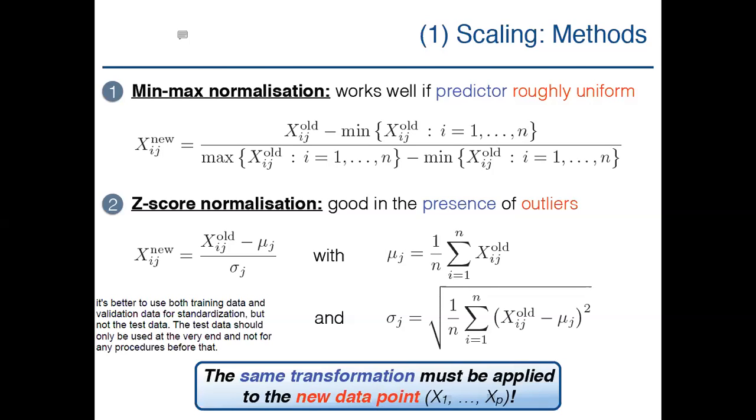But when your data is roughly uniform and it does not have outliers, min-max normalization is going to work fairly well, and it's going to transform your data to values between 0 and 1. Okay, that's one possibility. आप min-max normalization use कर सकते हैं. The other possibility is to use z-score normalization.